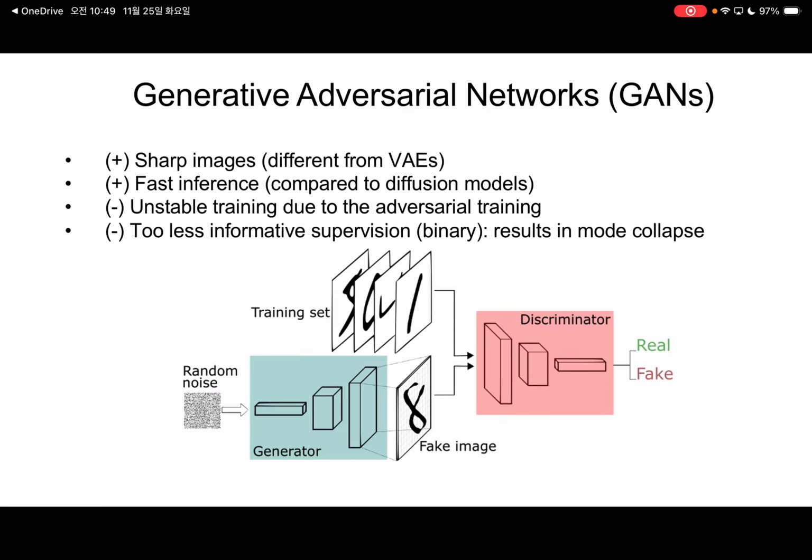The good points are that it gives sharp images. VAE suffers from blurry images, right? The latent space is not very expressive. But GAN images are very sharp and the quality is good. And fast inference: as I introduced, at test time, in the inference stage, we get rid of the discriminator. We only use the generator, right? And then we only have a single feed-forward pass. That means generation is fast, but training is very unstable, unfortunately, because the two modules are fighting each other. They are trained in an adversarial way, so training is very unstable.